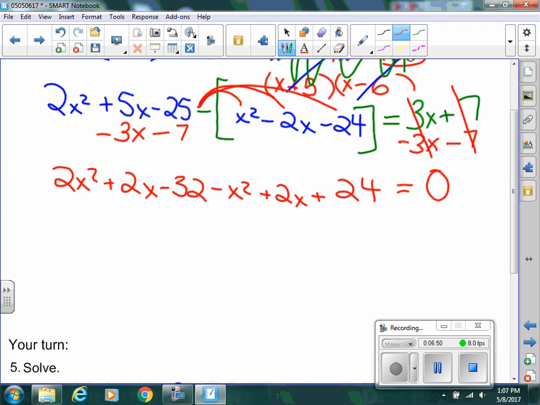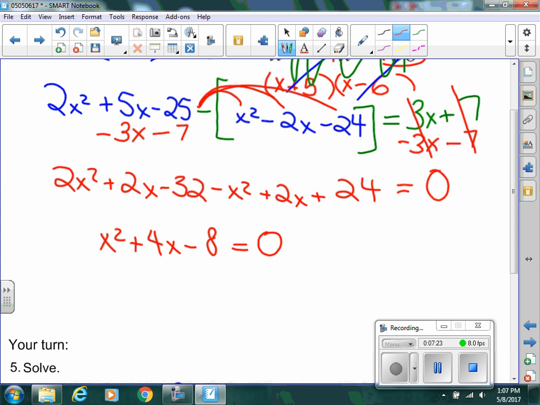So I'm going to collect things that are the same. I have 2x squared and minus x squared, so I have x squared. I have 2x and I have 2x, so I have 4x. And I have negative 32 and positive 24, so I have negative 8. And it equals 0. And then I start looking for a way to factor this nicely, and I realize that doesn't exist. Unfortunately, I have not very nice answers.